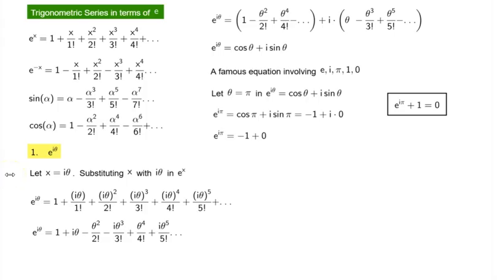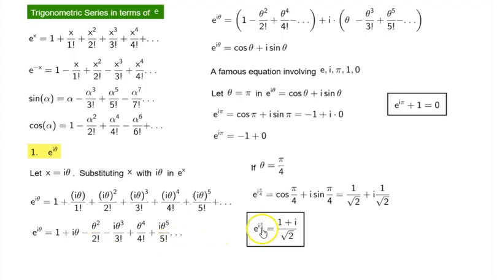Now, since the next result we are going to be using later on, let's see what happens when theta is equal to pi by 4. We get e to the power of i times pi by 4 is equal to cos pi by 4 plus i sine pi by 4 is equal to 1 by root 2 plus i 1 by root 2, because cos pi by 4 and sine pi by 4 are both 1 by root 2. And combining them, we get e to the power of i times pi by 4 is equal to 1 plus i by root 2.